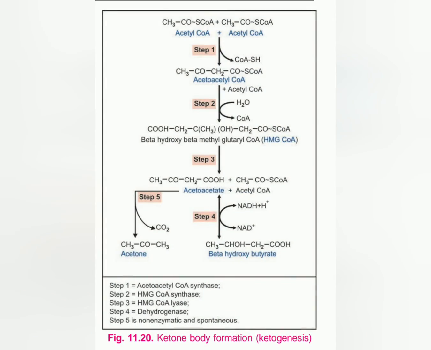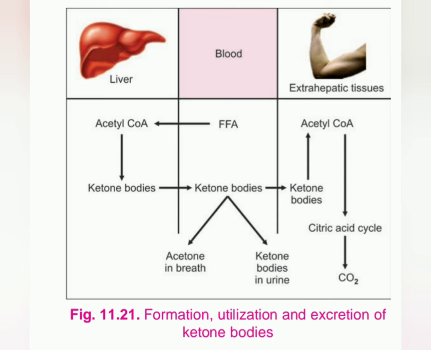The first step is that acetyl coenzyme A joins with a second molecule of acetyl coenzyme A, that is, the condensation takes place. Then coenzyme A SH is given out. In the second step, it forms the HMG coenzyme A. In the third step, lysis takes place for the formation of acetoacetate and acetyl coenzyme A. The acetone is formed on one side and, on the other side, the beta hydroxybutyrate is formed.